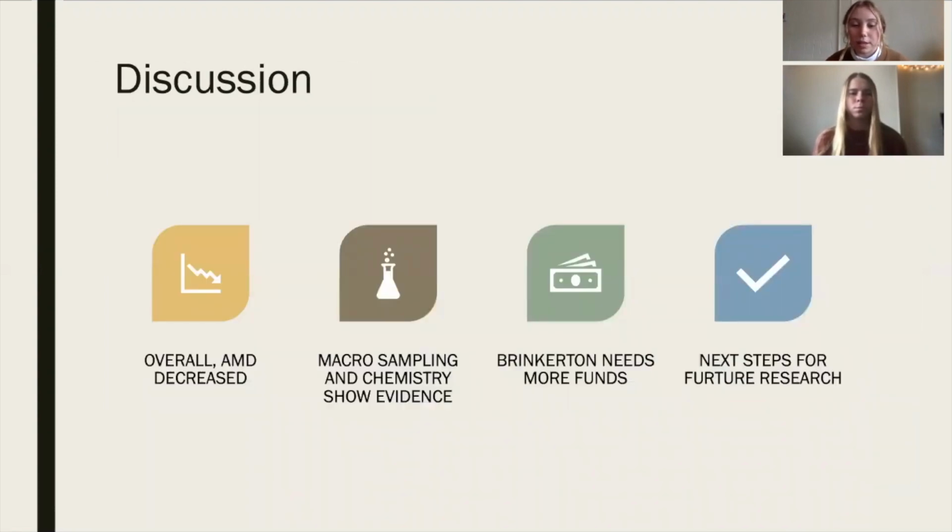Overall, we found that AMD has decreased. The increase in macroinvertebrate sampling and the decrease in iron are evidence that the stream is recovering. The Brinkerton site is one of many treatment sites that needs more funding. Though it's improving, it's not making the progress that it should be.